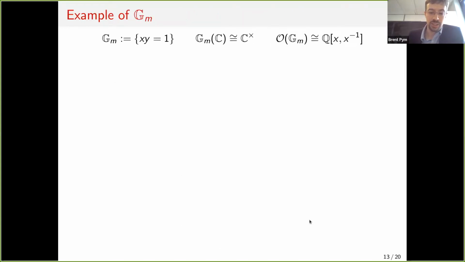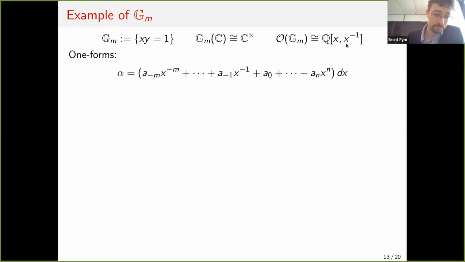So again, let's look at this example of G_m. So G_m is the solutions of xy equals 1. The complex points are the non-zero complex numbers. And the algebra of regular functions is the polynomials in the coordinate x and its inverse. So what does a one form look like? Well, remember, a one form is supposed to be some function times a symbol dx. So all I can have is this kind of polynomial in x and x inverse times dx.